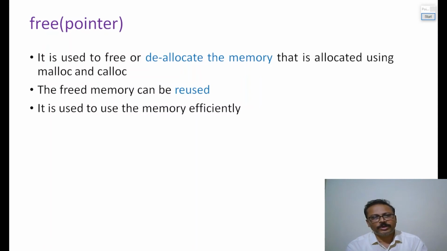Then what you have to do? You have to free it. That can be done using free function, free pointer. That means the pointer is pointing to a collection of data items. So if those data items are no longer required, then use this free pointer. Free followed by, within it, the pointer. That means the freed memory can be reused.